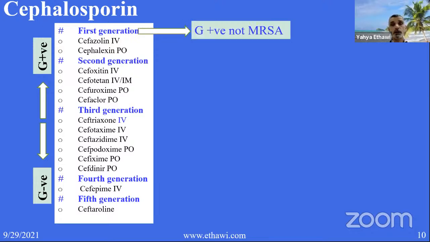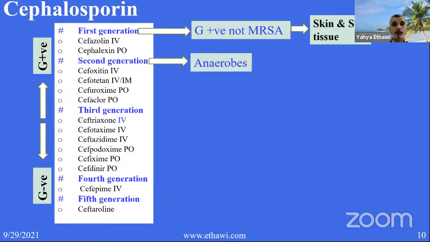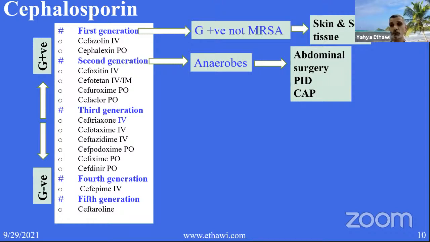So for example, the first generation covers gram-positive cocci, but does not cover MRSA. So it's only methicillin-sensitive Staph. Therefore, it's very good for skin and soft tissue infections, such as abscess, erysipelas, furuncles, and folliculitis. The second generation has more anaerobe coverage, in addition to more gram-negative coverage than the first generation. For example, we can use it for abdominal surgery, pelvic inflammatory disease, and community-acquired pneumonia.